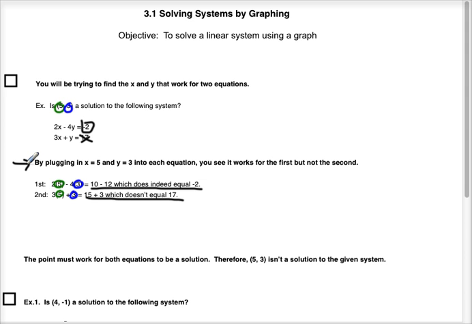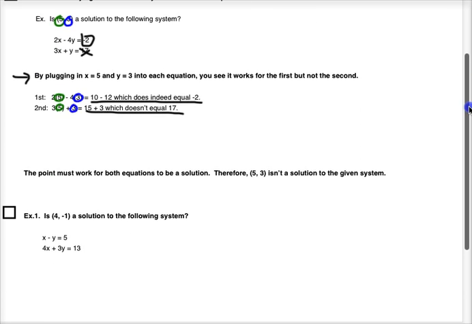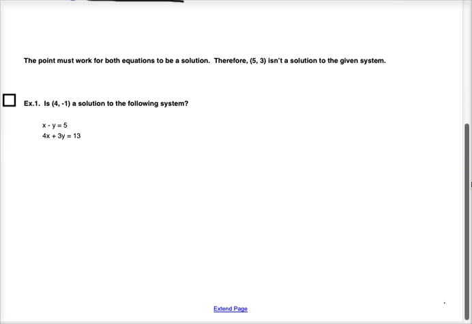Now, to give you some real practice doing this, we're going to start from scratch with an example. So I want you to look down at this example 1. Is (4, -1) a solution to the following system? I'm going to put in 4 for every x, and I'm going to put in -1 for every y. I'm going to begin focusing on that first equation, x minus y. So x, which is 4, then minus y, and y is -1. So 4 minus -1, that ends up giving you 5.